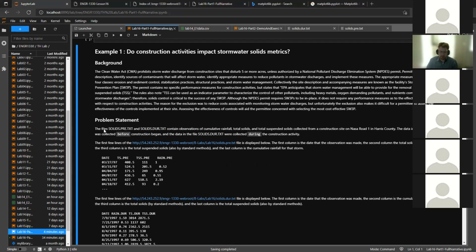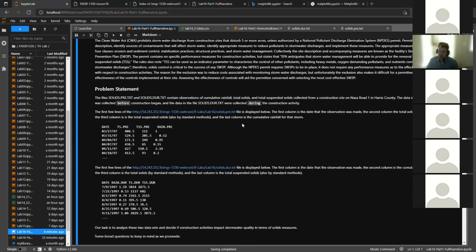So we've got some data on that. We've got the solids before some work and some solids during some work. They contain observations of cumulative rainfall, total solids, and total suspended solids collected from a construction site. This is real data. The pre-construction data was collected before construction began, and during was collected during. First few lines look like this. First column is the date. Second column is total solids. Third column is the total suspended solids. And the last column is the cumulative rainfall for that storm.